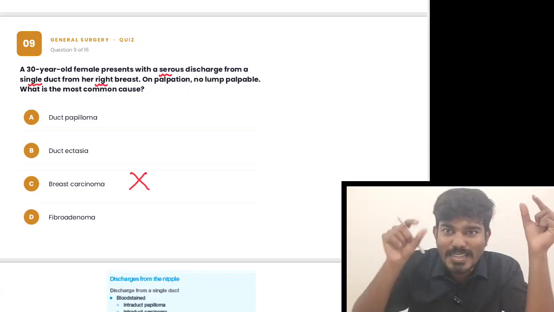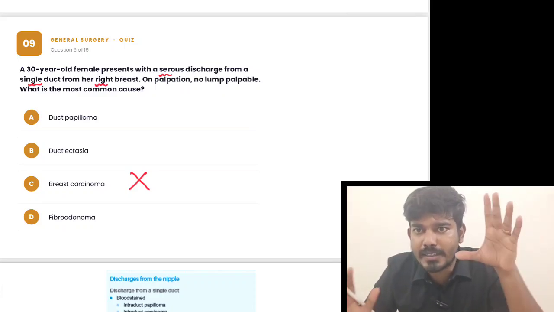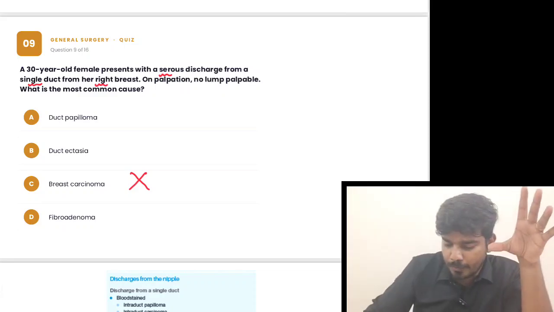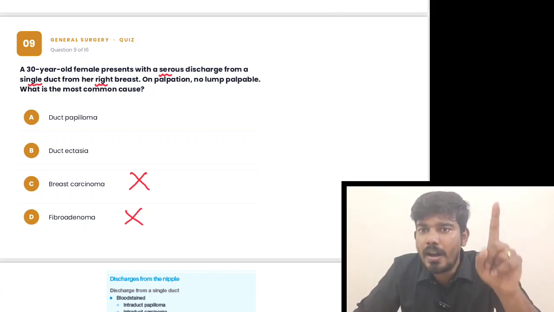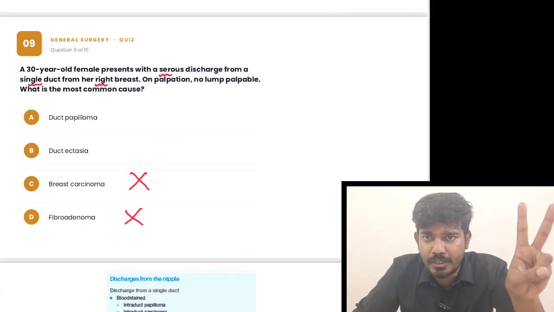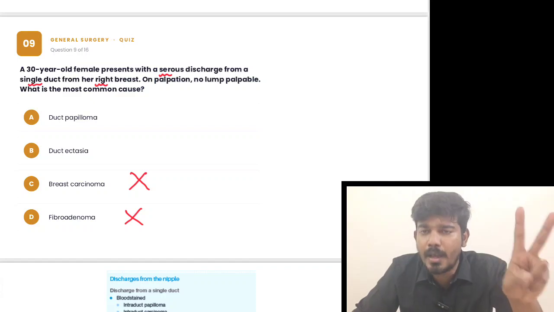It will be moving inside the breast tissue. Okay, with that we can rule out breast fibroadenoma. In fibroadenoma there is no discharge, so fibroadenoma is also ruled out. Between duct ectasia and duct papilloma, you should know how to differentiate. Duct papilloma is the most common type.